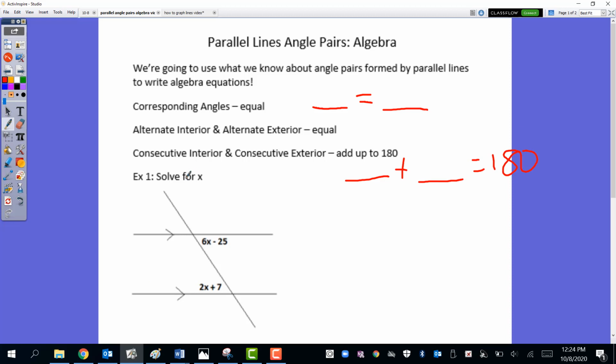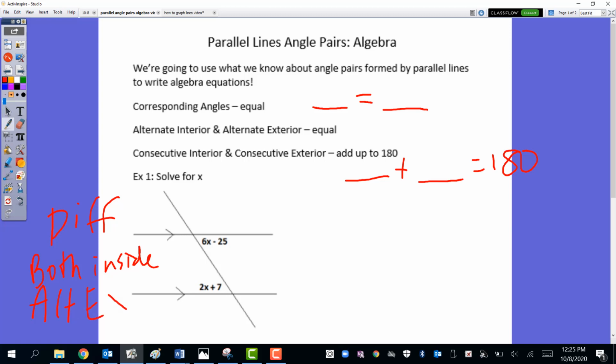If I look at number 1, it says solve for x. So I'm identifying which kind of angles they are. I see, are they on the same side or different sides? I see that they are different sides. And are they both inside of the parallel lines, both outside of the parallel lines, or one on the inside, one on the outside? I can tell these are both outside. So that tells me that they should be alternate exterior.